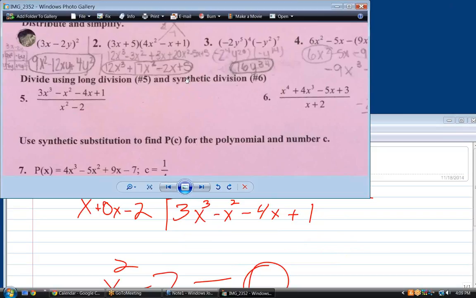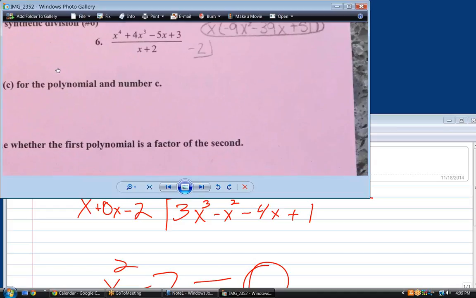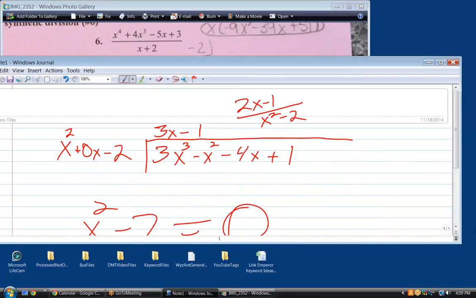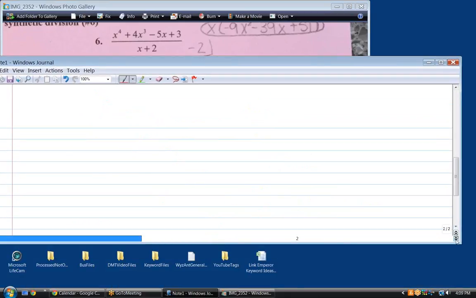Notice I misread the problem. It said divide using long division on number 5 and synthetic division on number 6. They didn't want us to do this with synthetic division. It's good because I'm not sure I know how to do that with synthetic division. I don't either. Well, synthetic division is easy. That's what I think too.